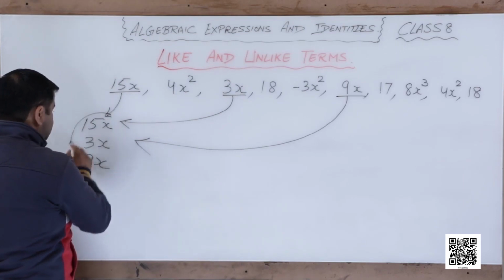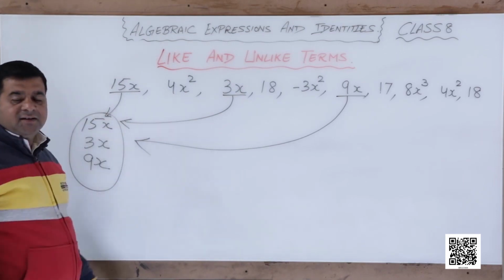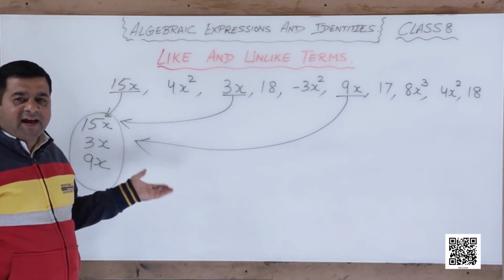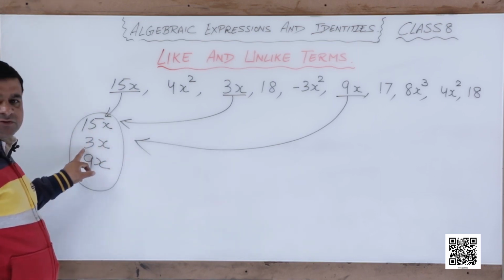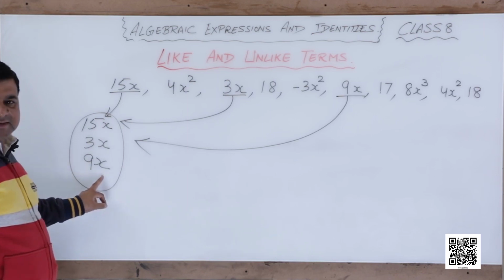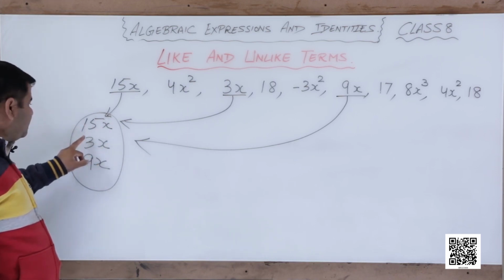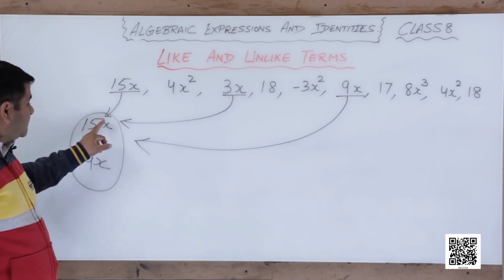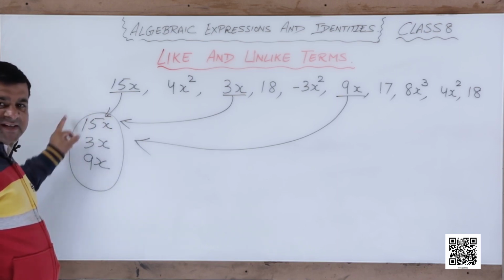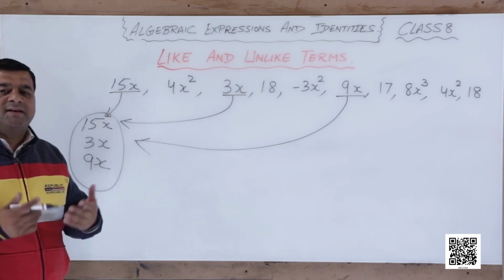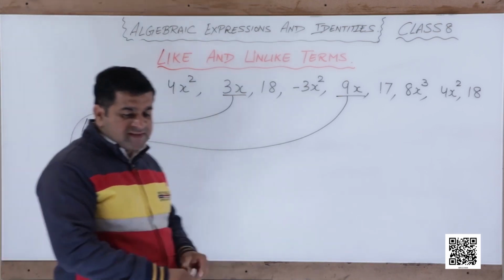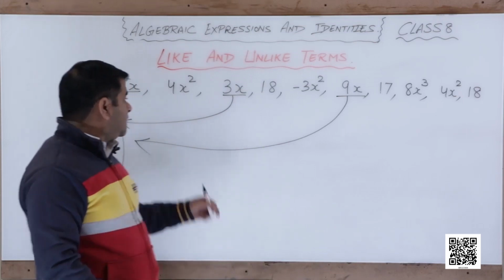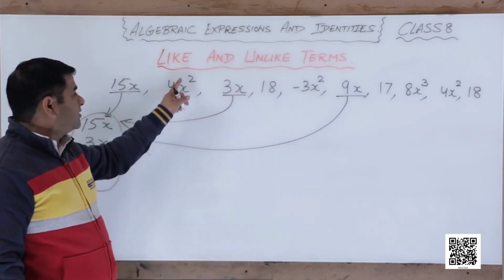So students, these are like terms. Like terms means they have the same variable, 15x, 3x, 9x. They have the same variable, although they have different coefficients, but their variable is the same. So these kind of terms are known as like terms. Now again, let's try to segregate the terms with the variable x square.